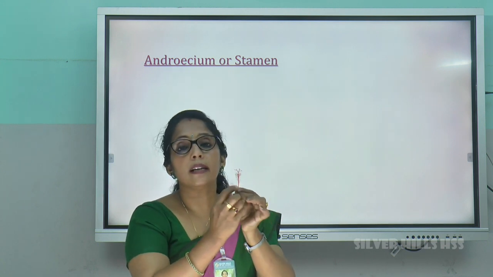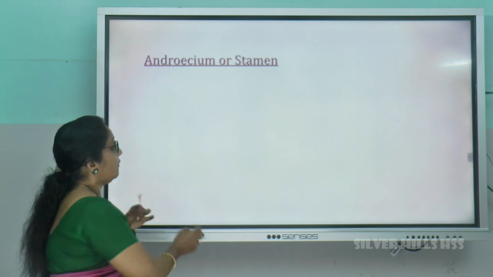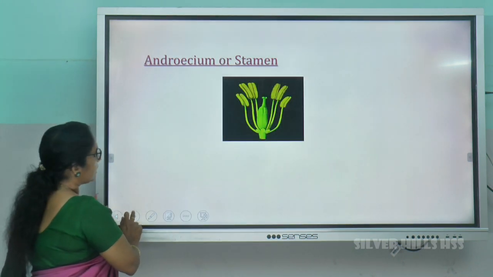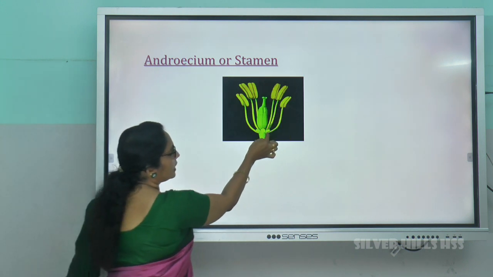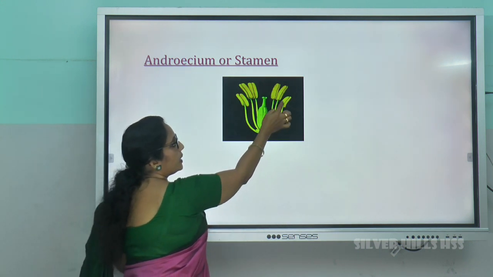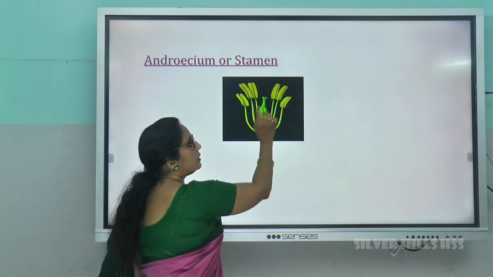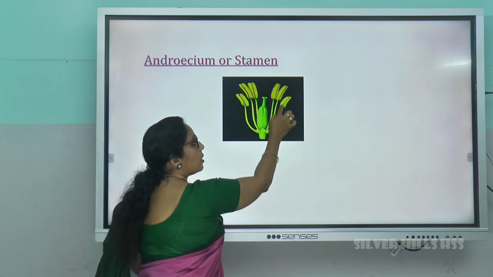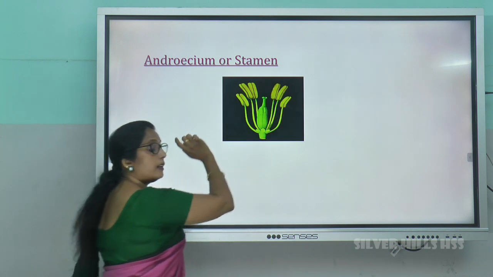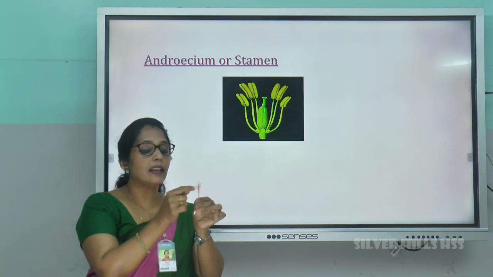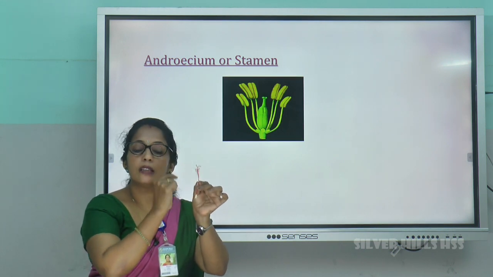This stalk is called filament. Filament is one of the male reproductive parts. You can see two-lobed heads attached to the filament. These two-lobed heads are called anther. On the anther we can see pollen grains. You can see the yellow powder; this is pollen grain.